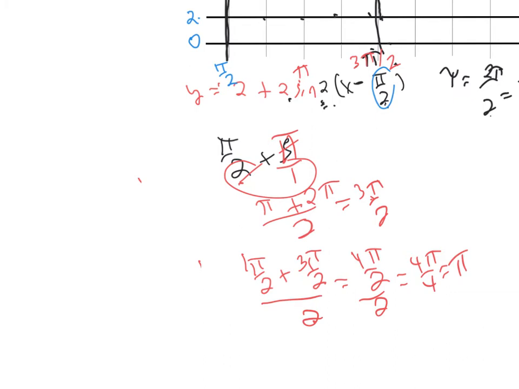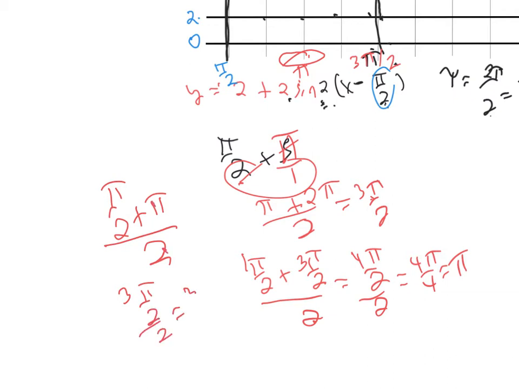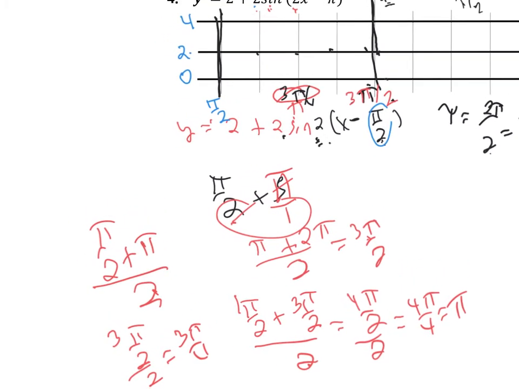Now I have to take the pi over 2 plus a pi, get that answer, and divide it by 2. That'll give me this number in the middle here. Well, I already added those before. That was 3 pi over 2. But I'm going to divide it by 2. That's 3 pi over 4. There it is. Let me change the color so you can see it. 3 pi over 4. Two more numbers and I'm done.